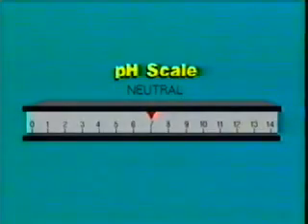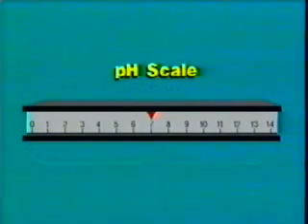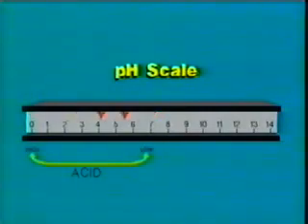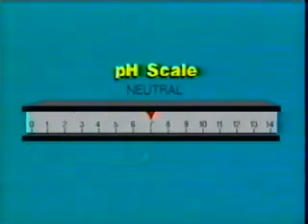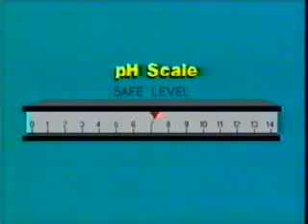pH refers to the corrosiveness of glycol. pH is a term used to express acidity or alkalinity. It is based on a 0 to 14 scale. 0 to 6.9 is acidic, 7 is neutral, and 7.1 to 14 is alkaline. A pH of about 7.3 is considered a safe operating level.